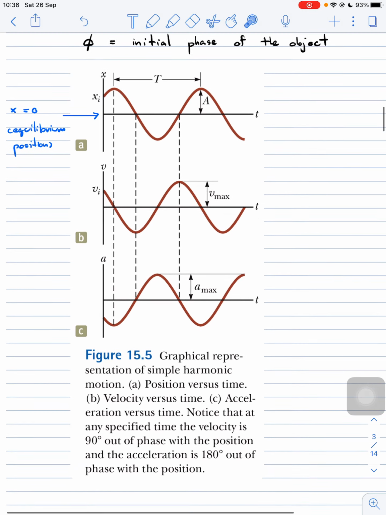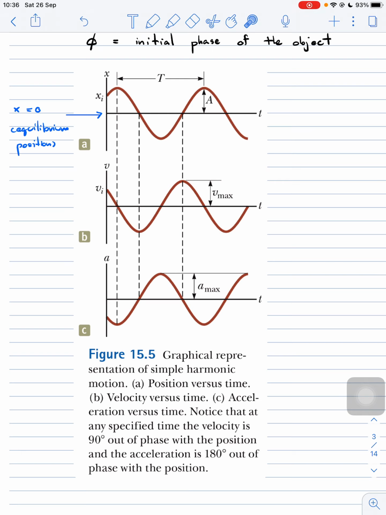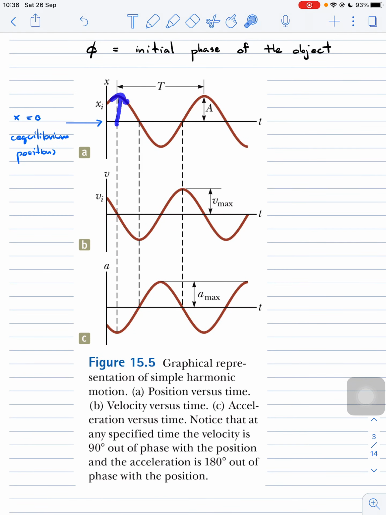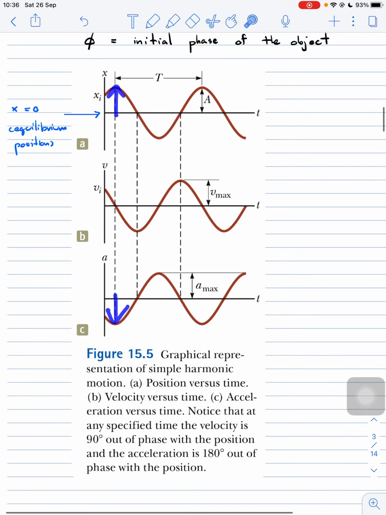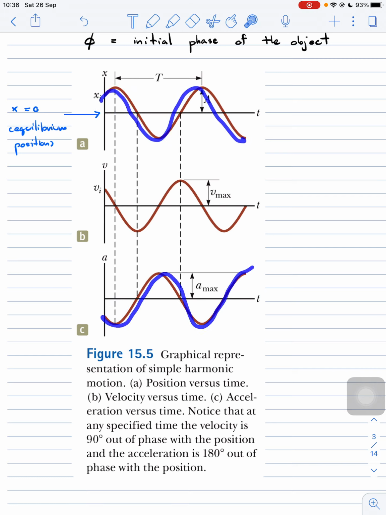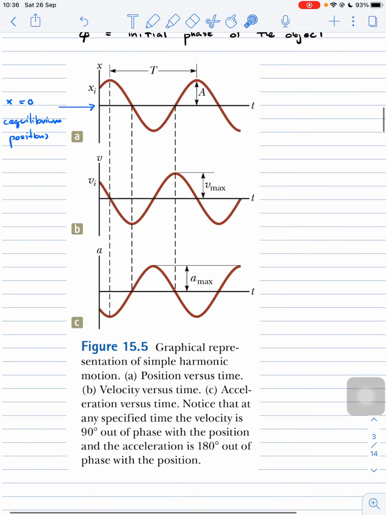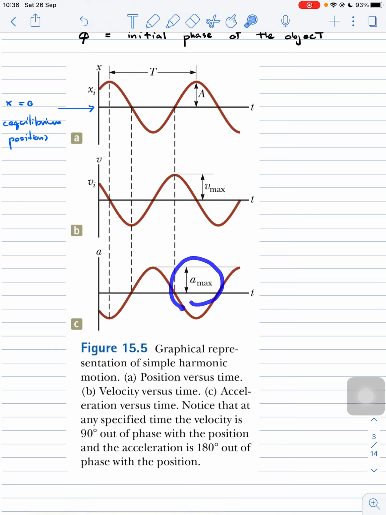How about the acceleration? We said that the phase difference between the acceleration and x is equal to 180 degrees. So if x is going up, it means that the acceleration must be going down. That's why we just flip the graph of x to have the graph of a here. Okay, so this is what we get. We have the maximum acceleration here, so let's talk about this one later.